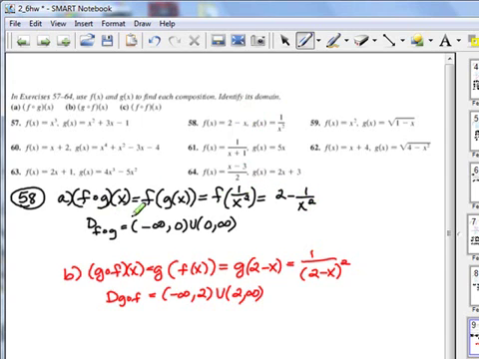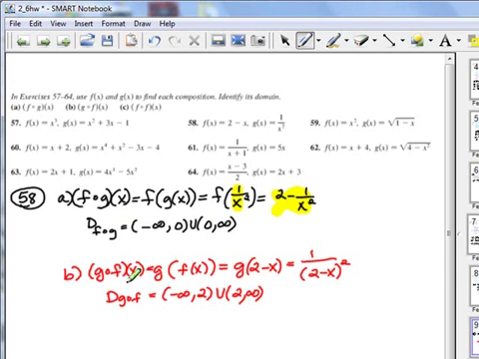Now to find the domain of the composition, we have to look to the inside function and this final function to look at any restrictions. Well, the only restriction is what value makes the denominator 0, which is 0. So our domain is negative infinity to 0, union 0 to infinity.